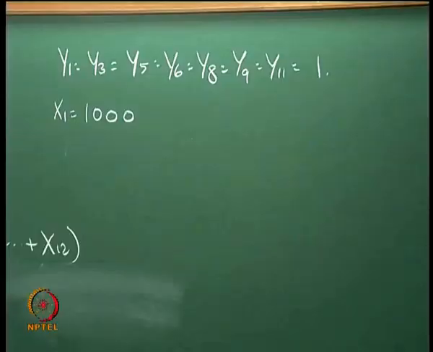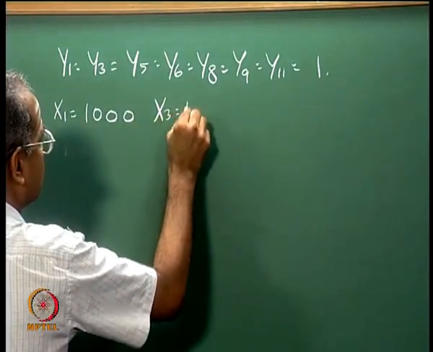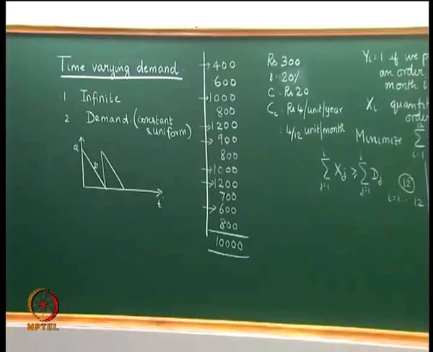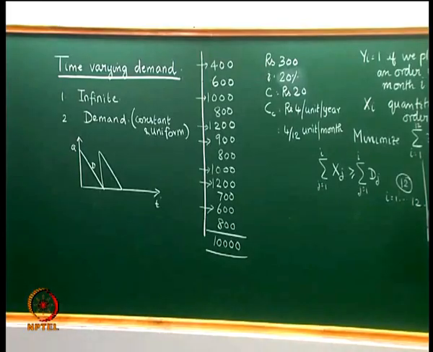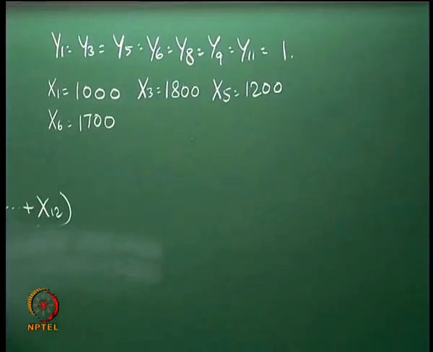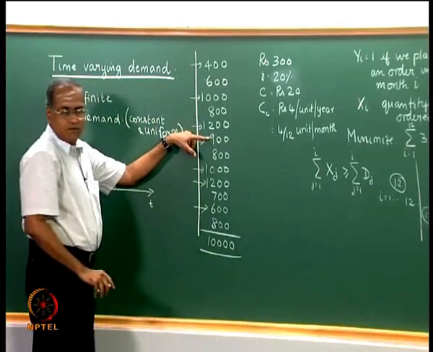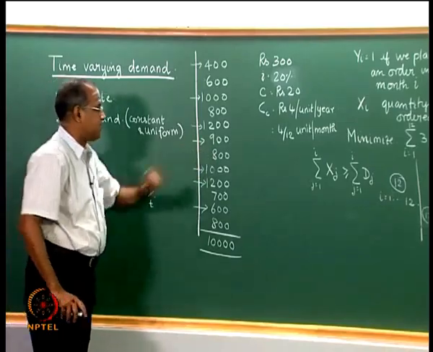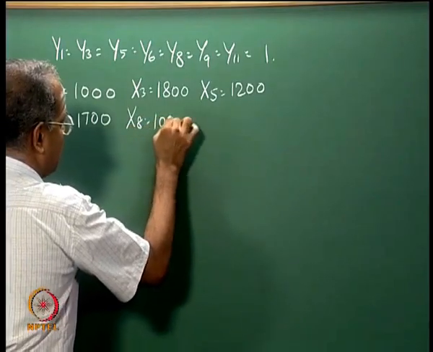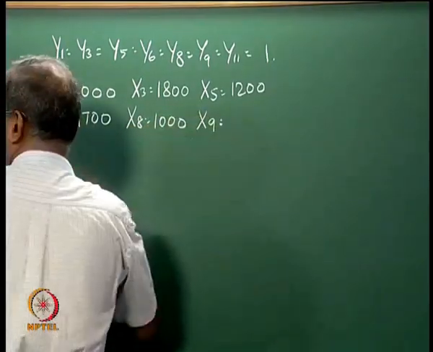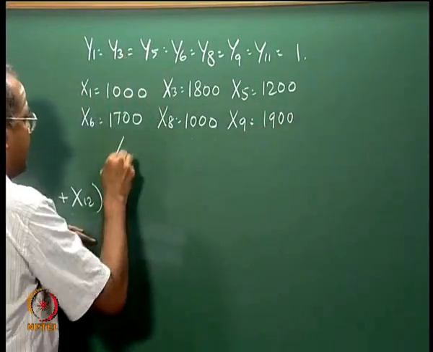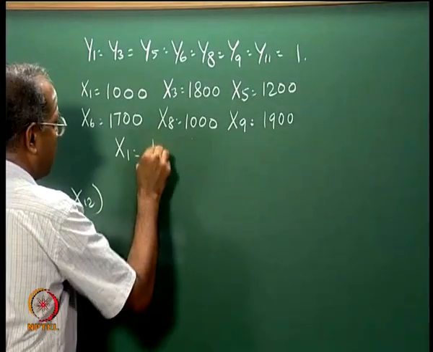X3 is 1800, X5 is 1200, X6 is 1700. The 1700 comes because I have to order for this 900 plus another 800, so 1700. X8 is 1000, X9 is 1900, and X11 is 1400.